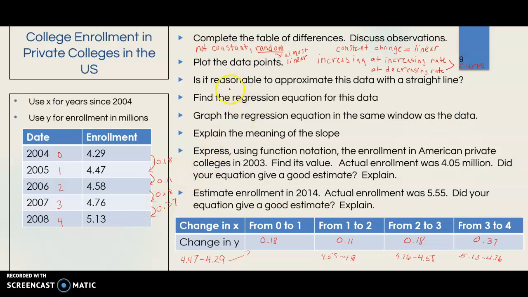Back to our problem. It says, is it reasonable to approximate the data with a straight line? The answer is yes. When we looked at the data, they weren't far from a line, and we explained up here because the change was random, it was almost linear. The next thing we're asked is to find a regression equation for the data. Because the slope varies throughout the data, our calculator will use a least squares regression, which is a calculus idea, and it will find a best fit line.